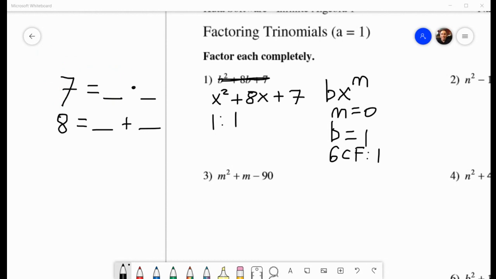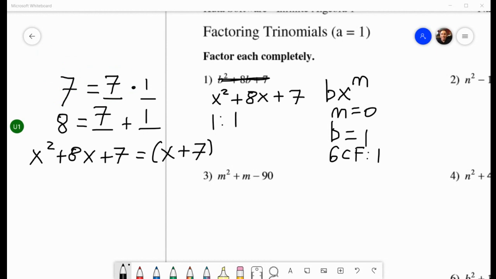How about 7 and 1, right? 7, 1. Those work. So because of that, we get x squared plus 8x plus 7 equal to x plus 7 times x plus 1. So that's the first one.